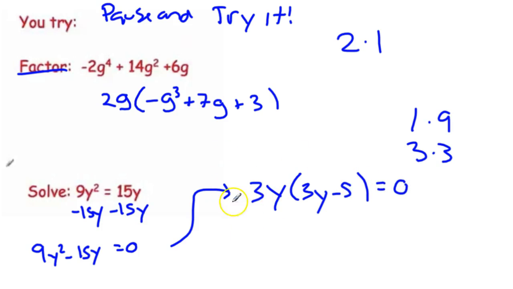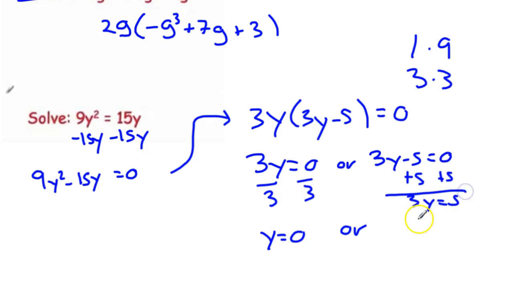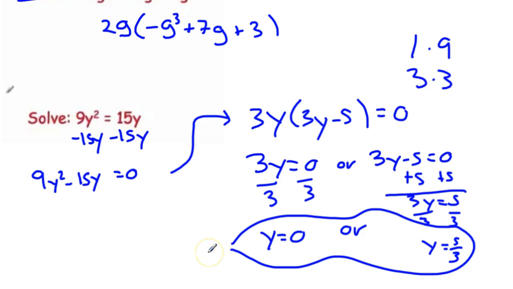So now what do we do? We set both factors equal to 0. 3y equals 0. 3y minus 5 equals 0. So it could be either one of these. When we solve this one right here, divide by 3, y equals 0. Or we solve this one, plus 5, 3y equals 5. Divide by 3, y equals 5/3. So there are our two answers.